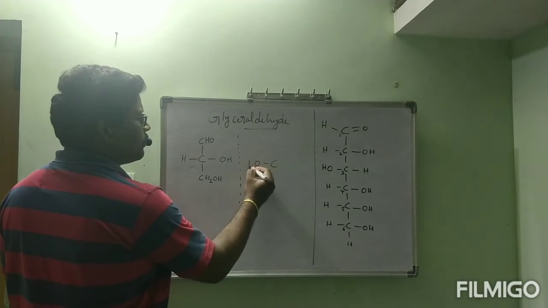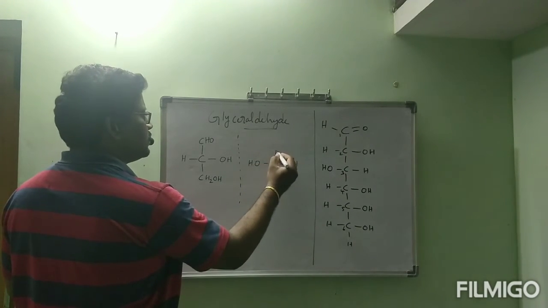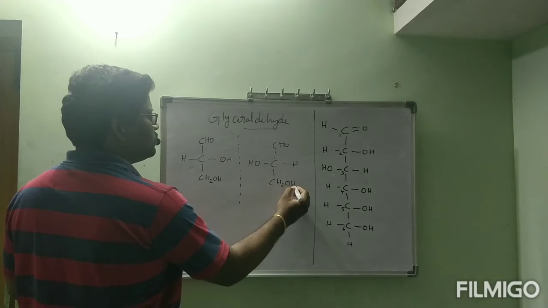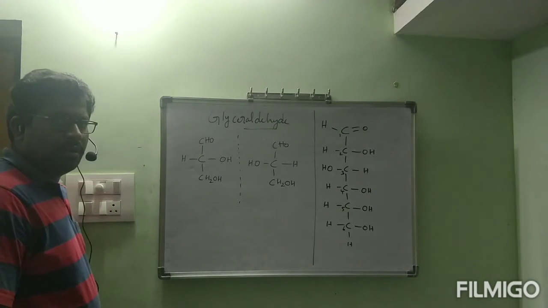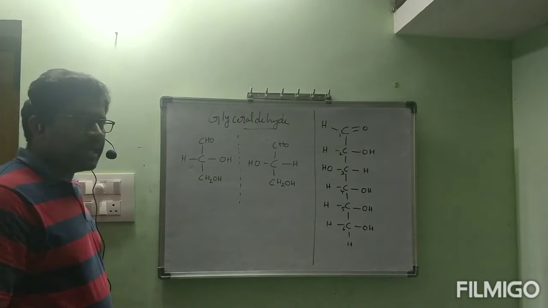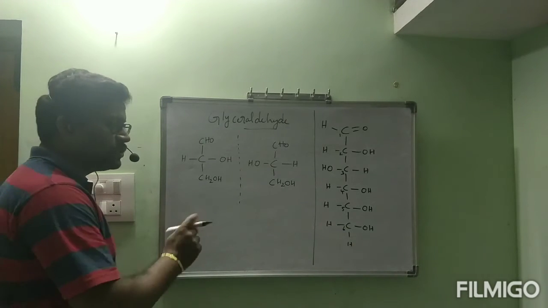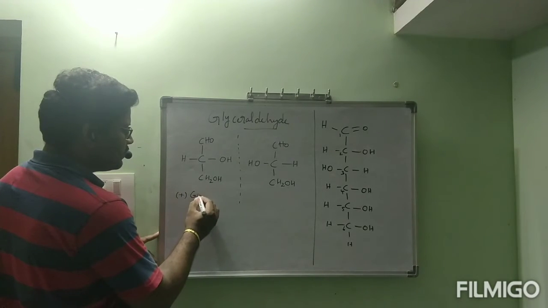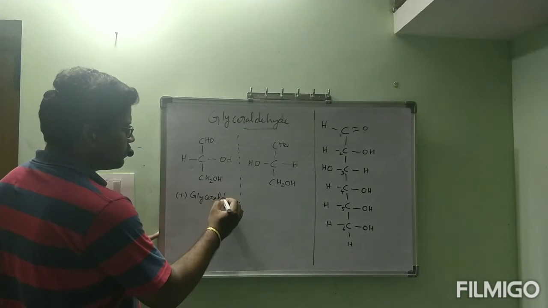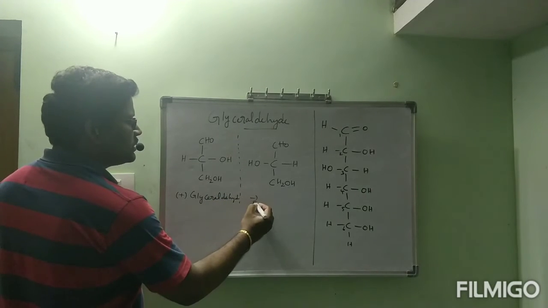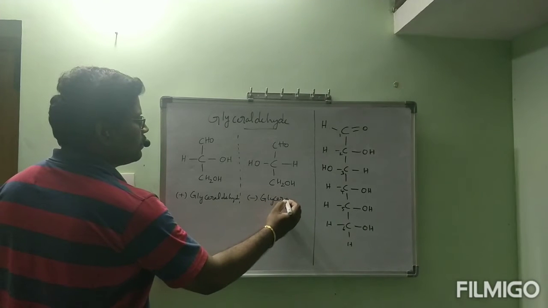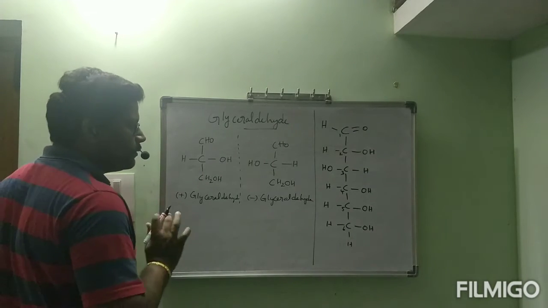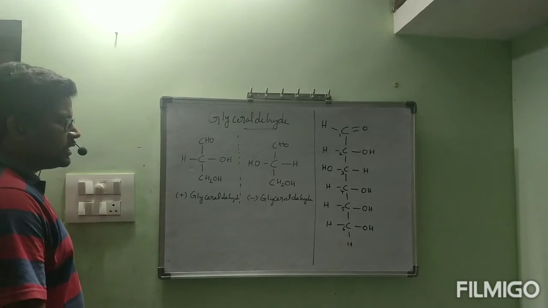C, OH, H, CHO, CH2OH. These two are the enantiomers of glyceraldehyde, which show optical activity. This is plus glyceraldehyde. This is minus glyceraldehyde. These are the two enantiomers of glyceraldehyde.